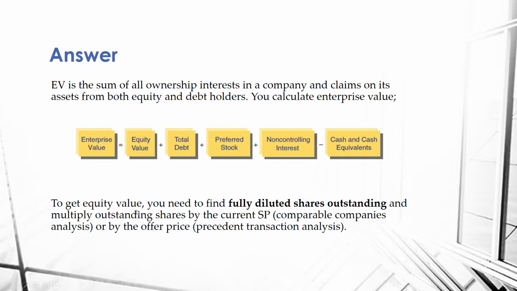To get equity value, you need to find fully diluted shares outstanding and multiply those outstanding shares by the current share price if you're conducting a comparable companies analysis, or by the offer price if you're using a precedent transactions analysis. The market cap value found on Google Finance or Yahoo Finance is not the correct equity value that needs to be included in the enterprise value. The correct value is the one that includes fully diluted shares, and therefore you need to find fully diluted shares, accounting for any in-the-money options and warrants and convertible securities.